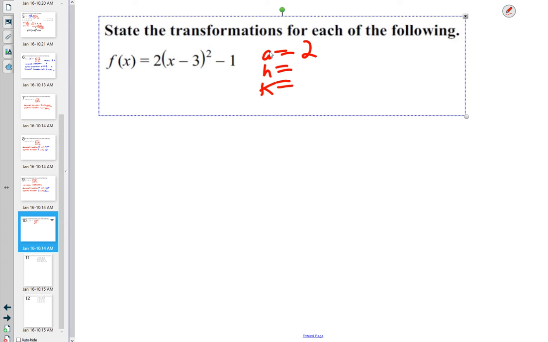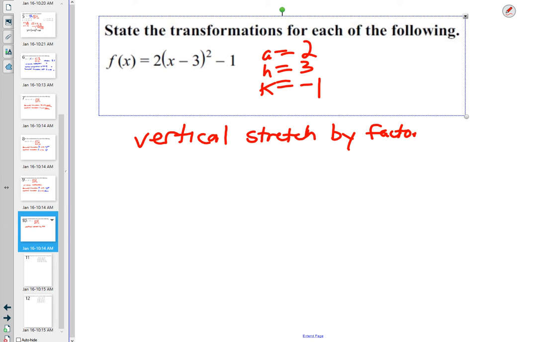A is 2, H is 3, K is -1. Some type of transformation is happening here. Jada, some type of transformation? Good. Yeah, we do have a vertical stretch. When we do vertical stretches, it's multiplication that's causing it, so we say it's by a factor. So vertical stretch by a factor of, how much is it stretching? Good. Excellent.